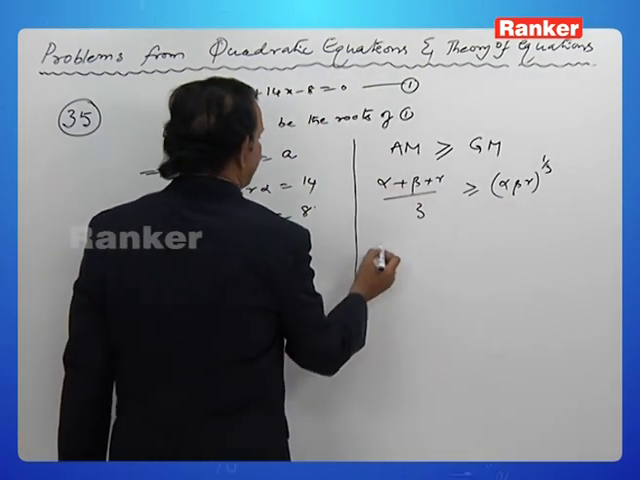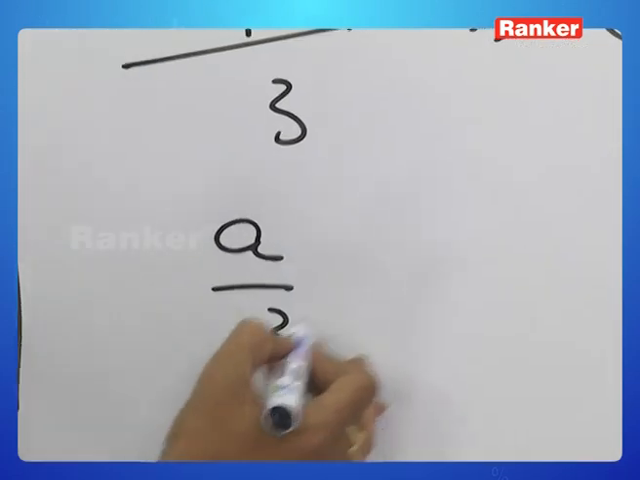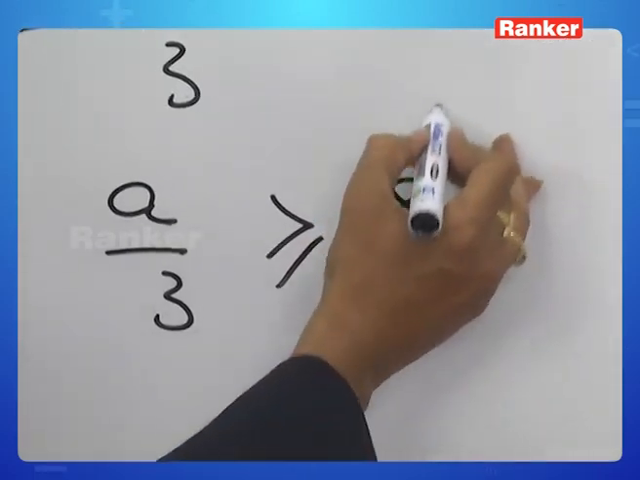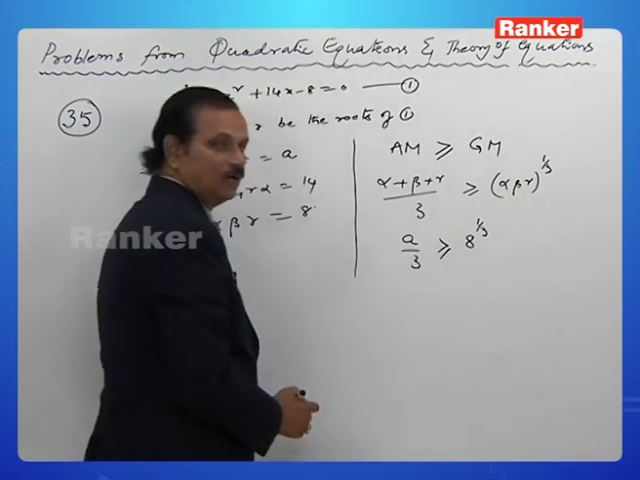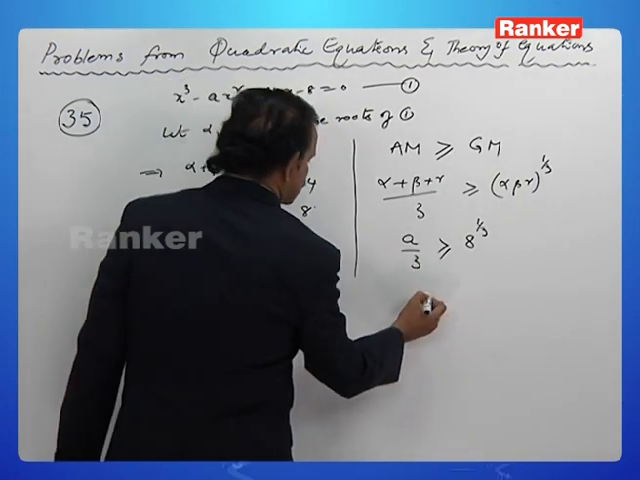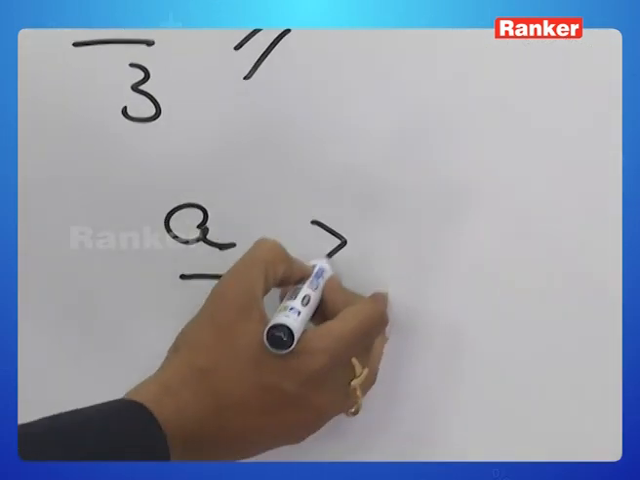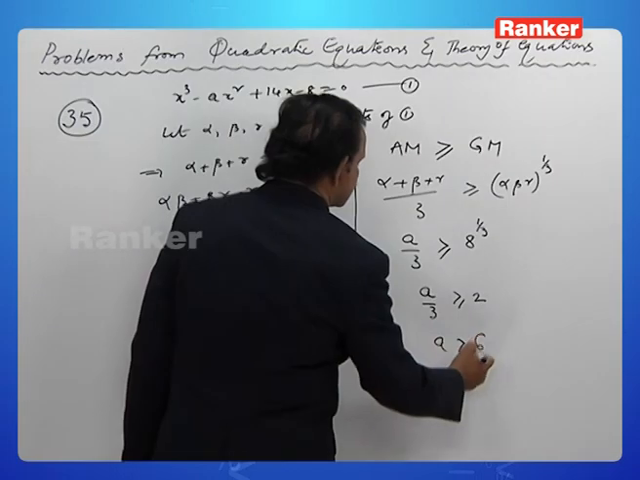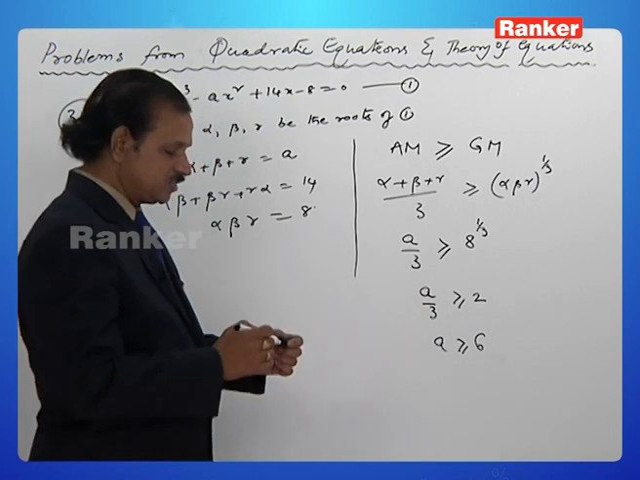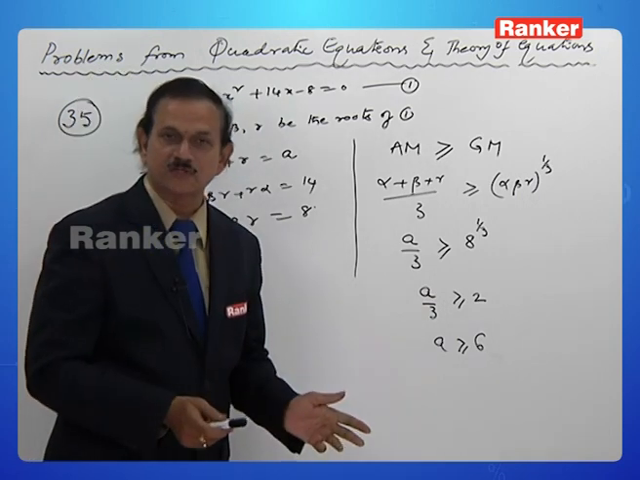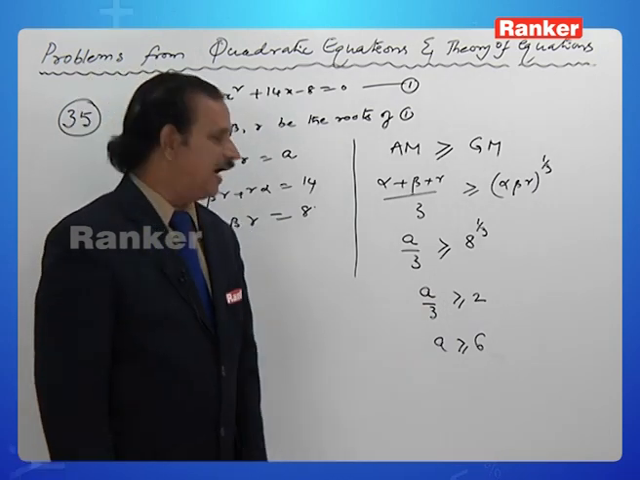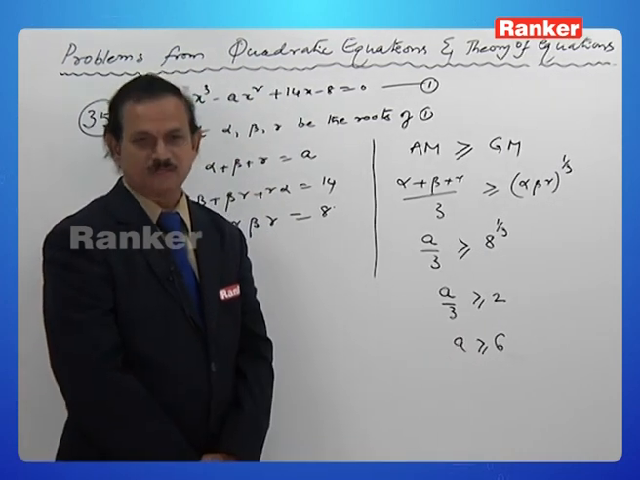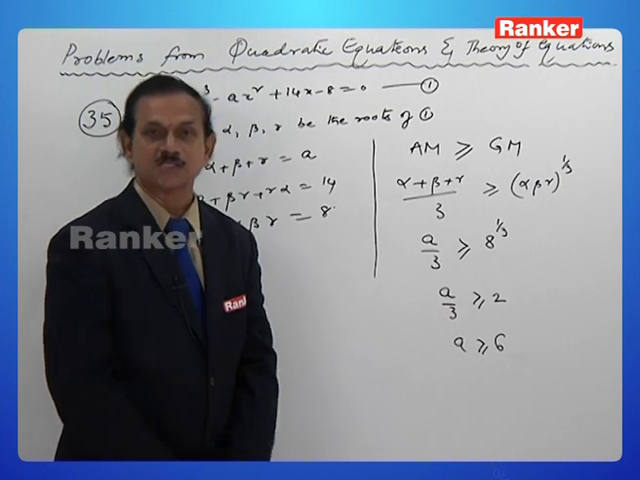What is alpha plus beta plus gamma? A by 3 is greater than or equal to, what is alpha beta gamma? 8 power 1 by 3. We know that 8 power 1 by 3 is 2. Therefore, a by 3 is greater than or equal to 2, or a is greater than or equal to 6. Therefore, the minimum value of a is 6. Hence, the minimum value of the integral part of a is also 6.